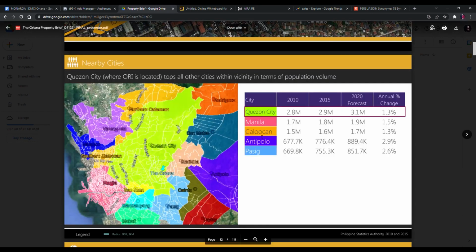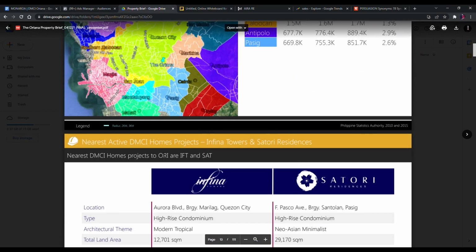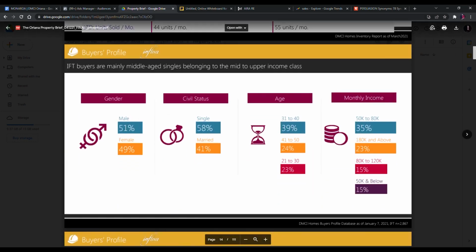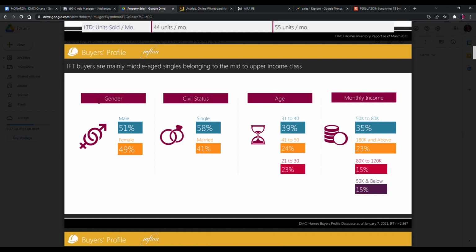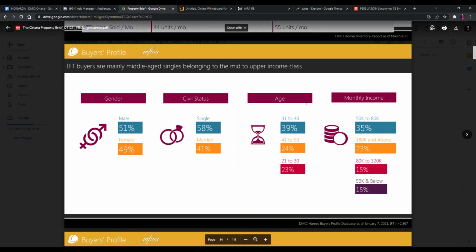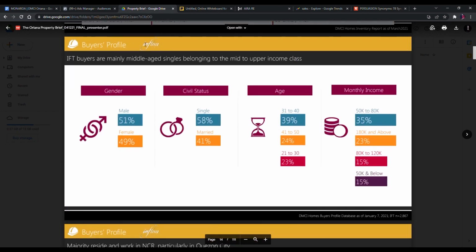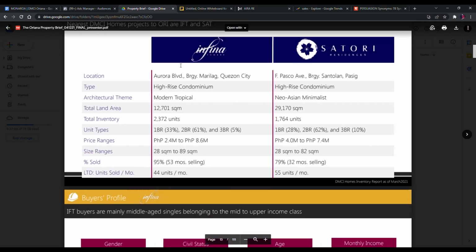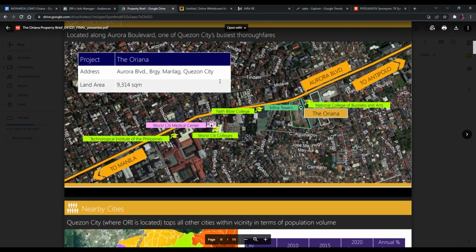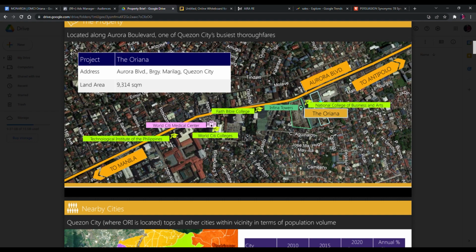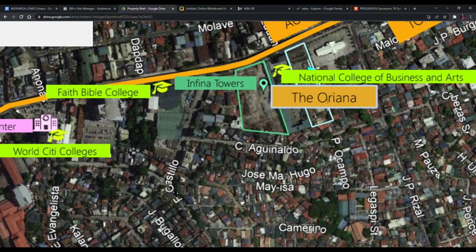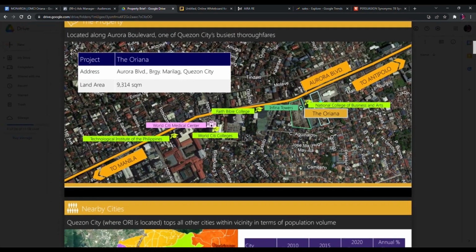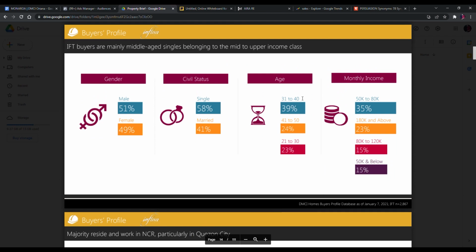As you can see, these are the nearby cities, but what we're really interested in is the buyer's profile. I've been able to get the gender, the civil status, age, and the monthly income as well. This one's for the people who are in Infina. The reason it's Infina is because Infina and Infina Towers are right here, and Oriana is right over here. They're beside each other, so they share the same kind of market.